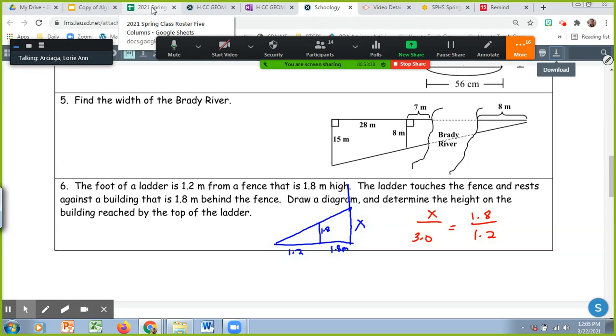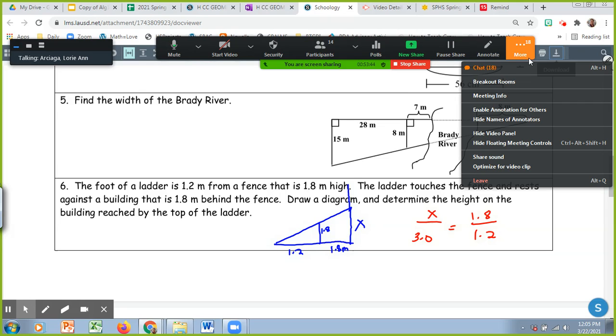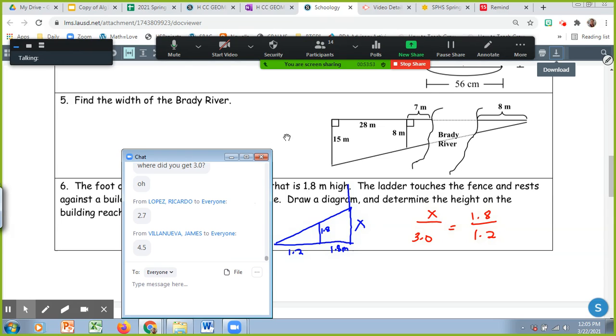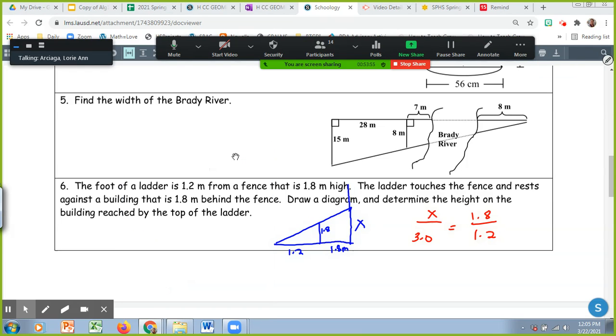2.7. So Ricky said 2.7. James said 2.7 also. And Ricky 2.7. James 4.5. So, okay. Ooh, so now we have two different answers. 2.7, 4.5. Go zoom, honey.